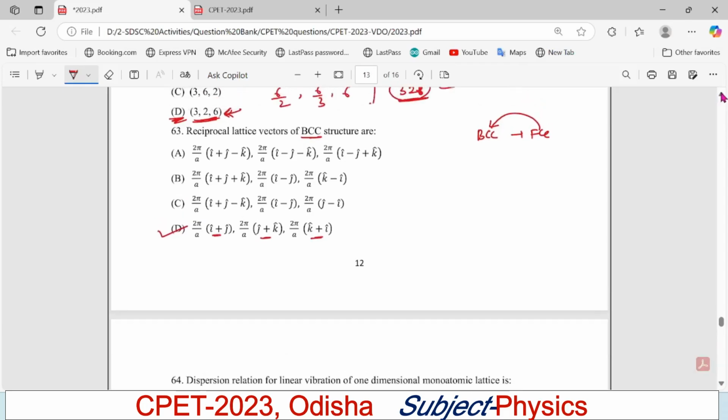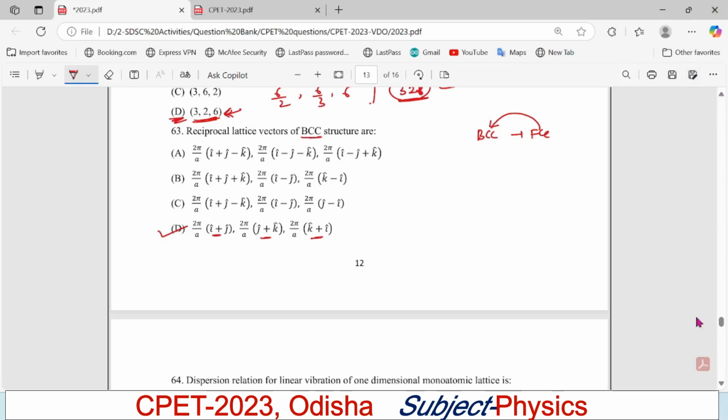Likewise, suppose it is asked for the reciprocal lattice vector of FCC. Then it will be the primitive lattice vector of BCC. The primitive lattice vector of BCC is in the form of 2 pi by a, with three components, like i cap plus j cap minus k cap. So if FCC is given, option A will be correct. For this question, option D is the correct answer.